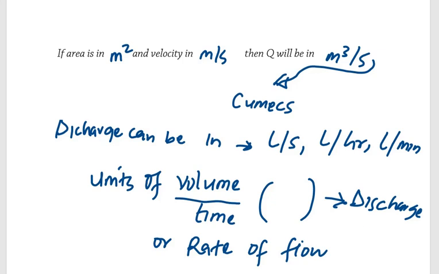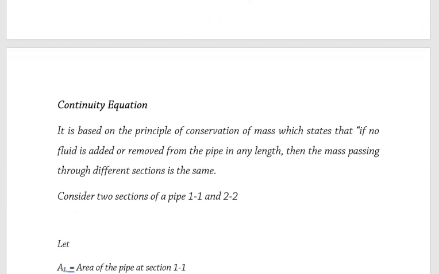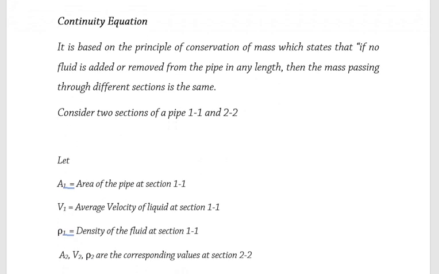Having understood what discharge, or the rate of flow, means, let us now discuss the continuity equation. The continuity equation is based on the principle of conservation of mass, which states that if no fluid is added or removed from the pipe in any length or section, then the mass passing through the different sections is the same. That is the principle of conservation of mass for fluids that are flowing.